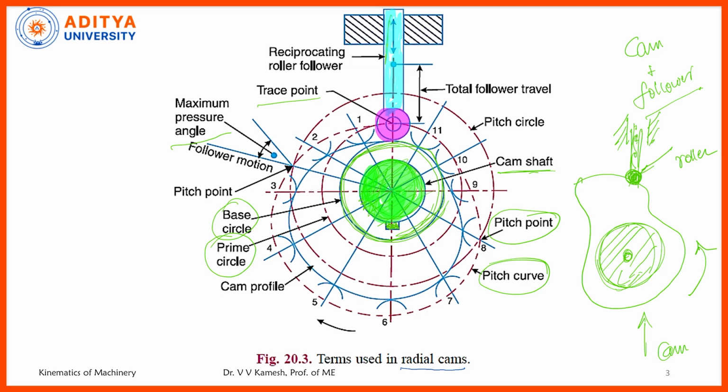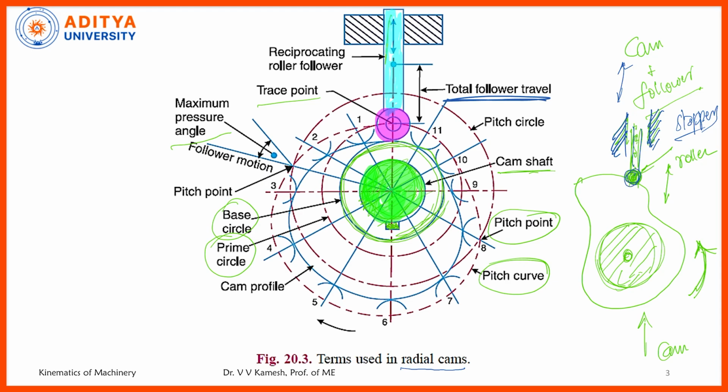Now, what is the motion of the roller? The cam is rotating anti-clockwise in this diagram. So, the roller will have up and down motion only, because it is bound to move in the vertical direction only. You can see these are the stoppers. The roller attached to the straight follower has to move only in the up and down direction. That is what is given in the diagram as the total follower travel, in the vertical direction.